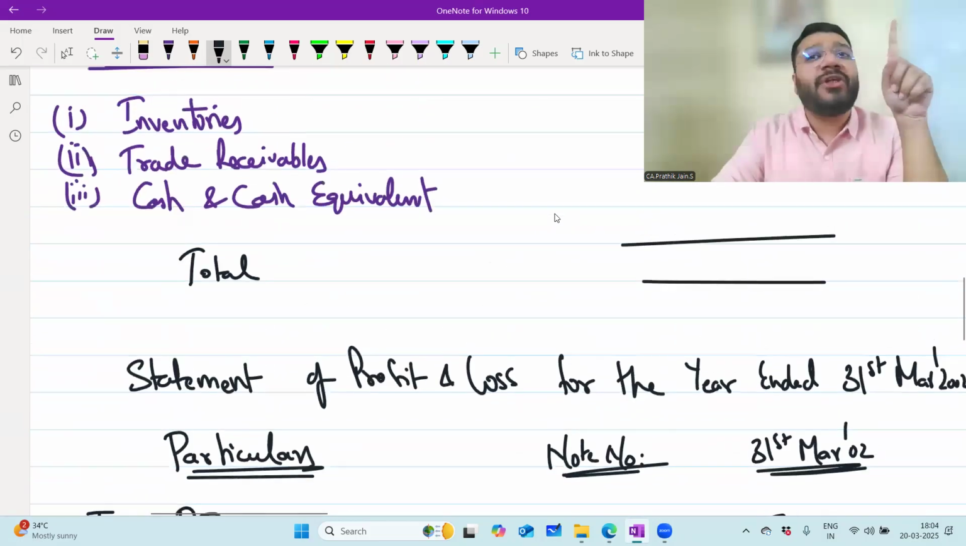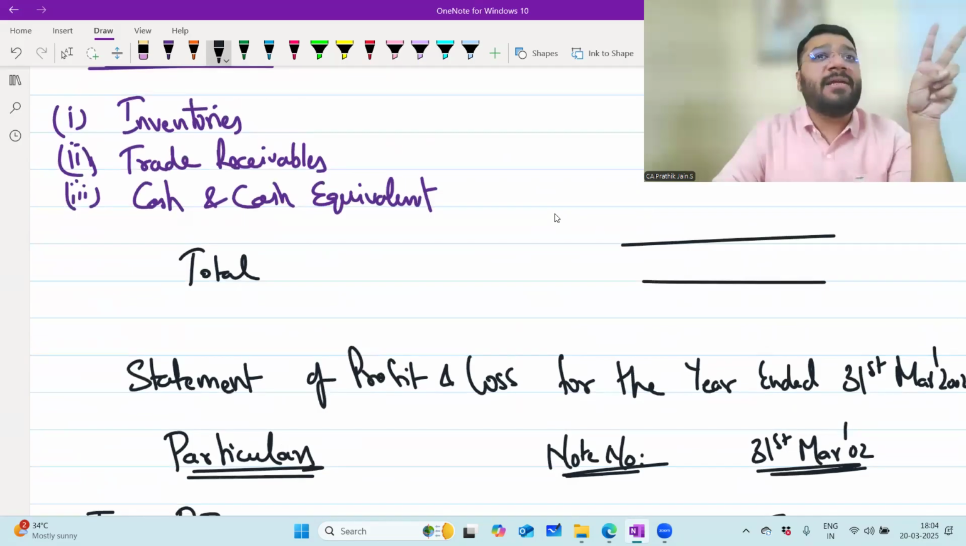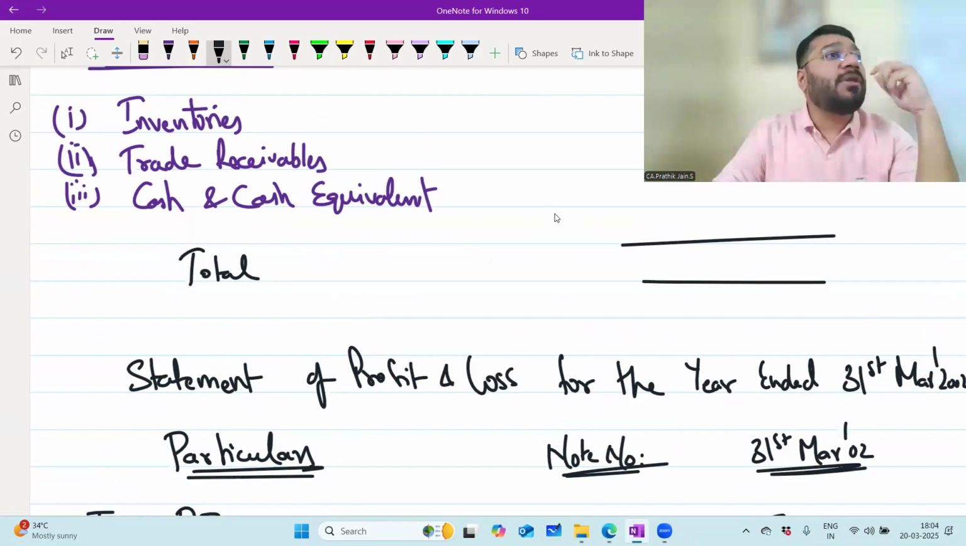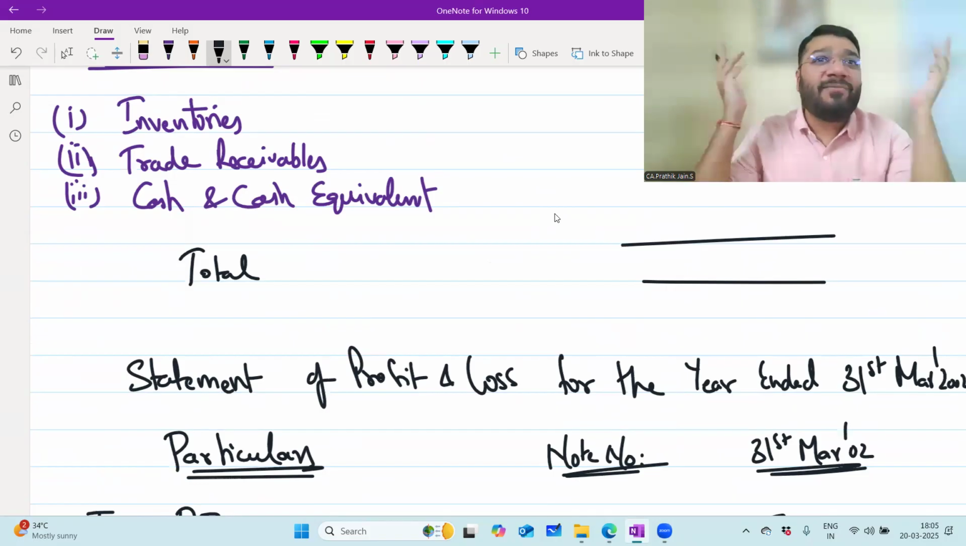So first page is balance sheet, second page is P&L, third page is working note, fourth page is notes to accounts. Now notes to accounts, same problem. So 1, 2, 3, 4, how much space to leave? We don't know. Fifth, when will I write? I don't know. What to do?